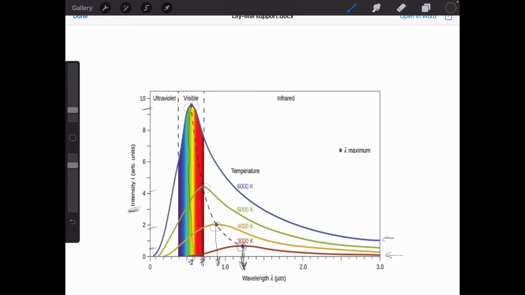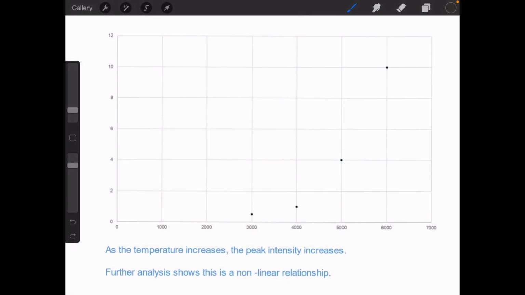However, that's why I went on and plotted some other graphs. Let's take a look at those. I then took those same results and plotted extra graphs. The first one looks at the pattern between temperature and intensity, with temperature on my x-axis and intensity on my y-axis. As the temperature increases, we saw that the peak intensity also increased. And we couldn't say any more from that first graph.